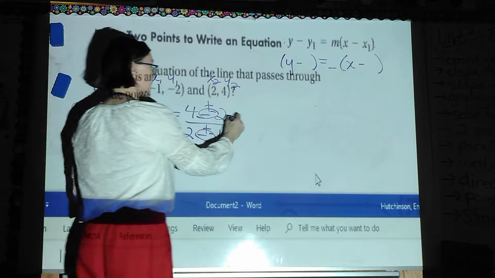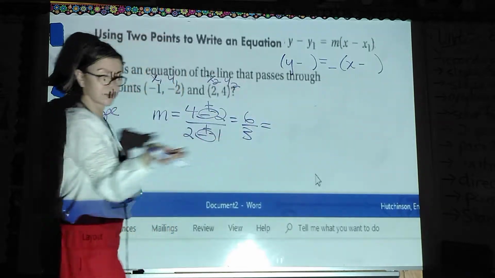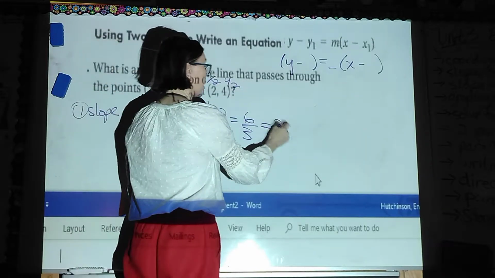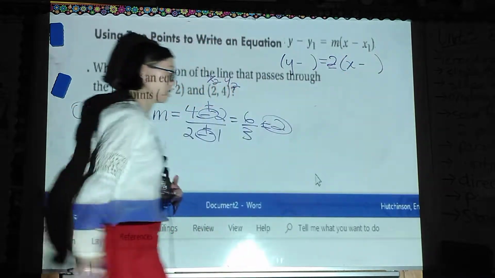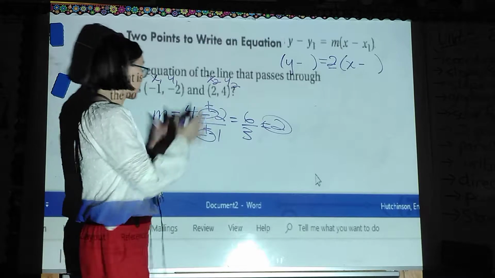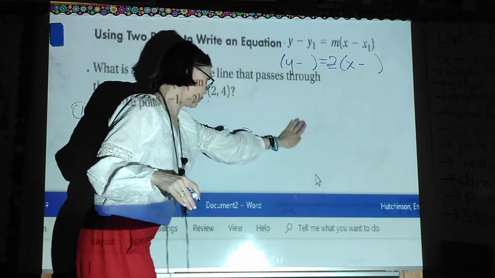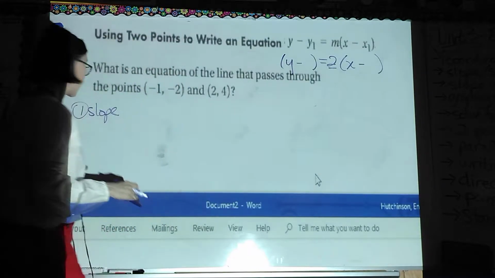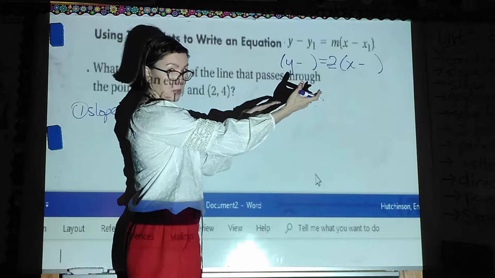Okay? 4 plus 2 is 6. 2 plus 1 is 3. Do the division. 6 divided by 3 is 2. Okay, so what is the slope of our line right here? 2. Not too difficult. Okay? All right, so now that we have found the slope, now all we need to do is choose one of these points and put it in the formula.